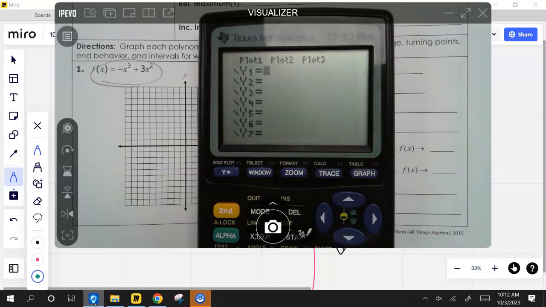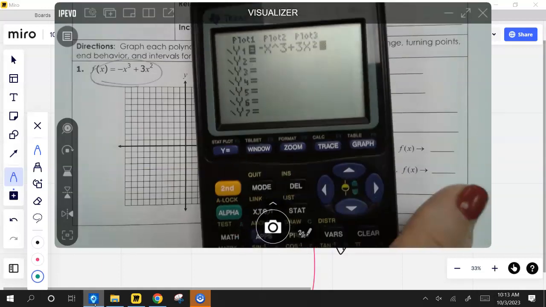Everybody with me? All right, let's type this equation in. Negative, and make sure you use the negative that's under the 3 and not the minus sign, or you'll get an error. Negative x to the third power plus 3x squared. Some of you have newer calculators than me, and it formats them a little better, but X is the button right beside the green alpha button.